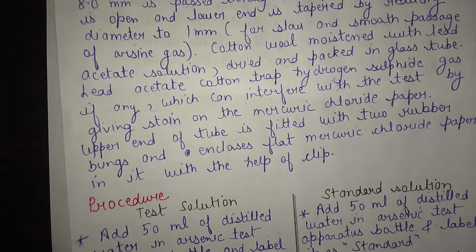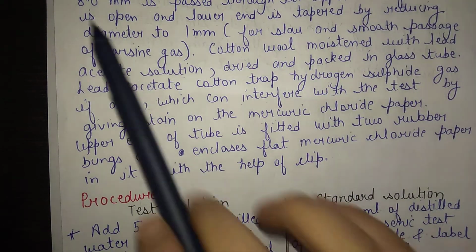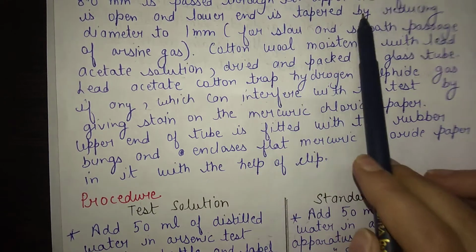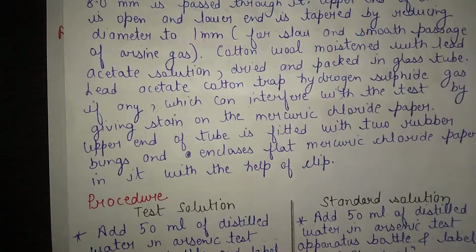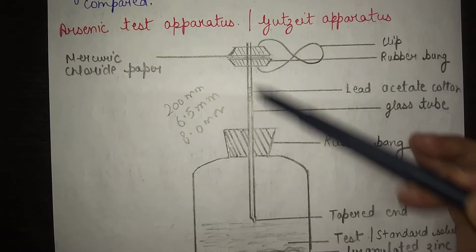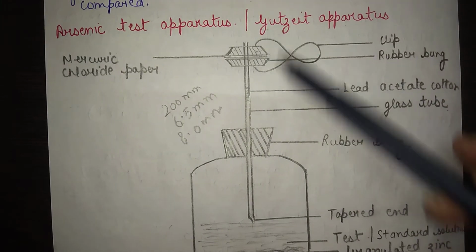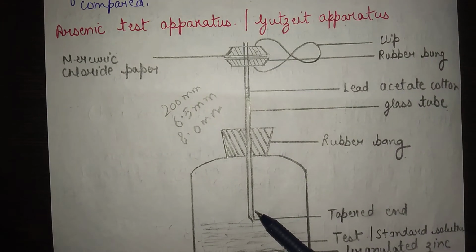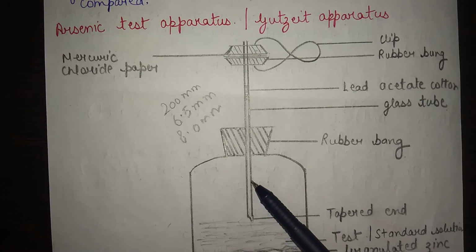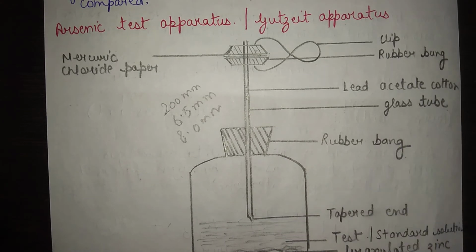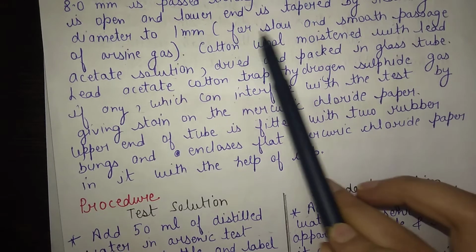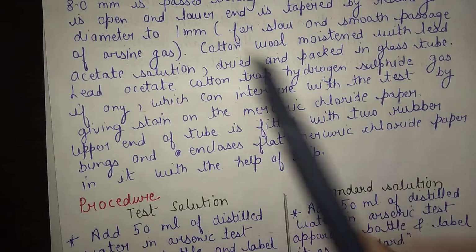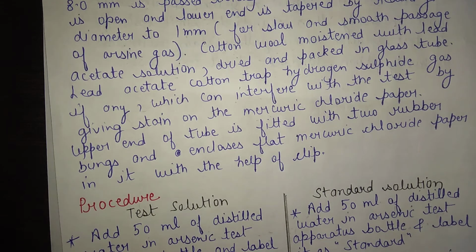Now the upper end of this tube is open and the lower end is tapered by reducing the diameter to 1 mm. So this is the glass tube, its upper end is open and its lower end is tapered. Tapered means that it is made narrower and its diameter is reduced to 1 mm. Now why do we do this? We do this for the slow and smooth passage of arsine gas. So the lower end of this tube is tapered so that our arsine gas passes slowly and smoothly.